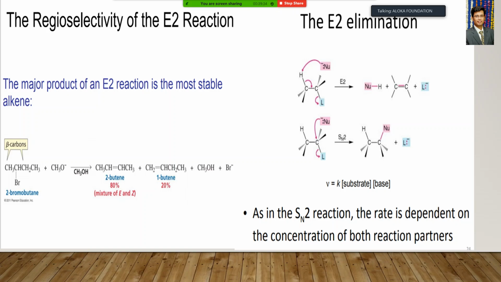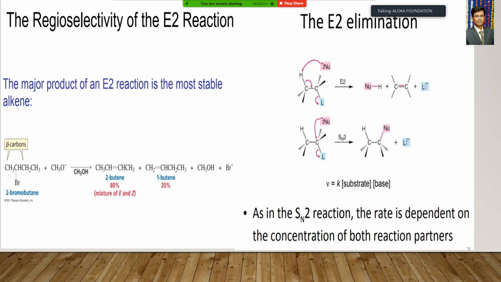So in case of E2, what is the first step? The nucleophile, or the base, removes the proton which is on the beta carbon, followed by formation of a double bond, and the leaving group is lost. And the most important thing is that the elimination should be anti.